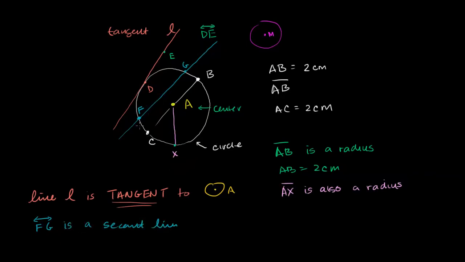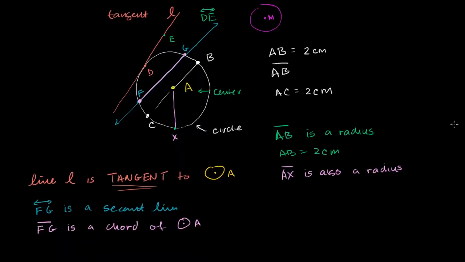Now, if FG was just a segment, if it didn't keep on going forever like lines like to do, if we only spoke about this line segment between F and G and not thinking about going on forever, then all of a sudden we have a line segment, which we would call a chord of the circle. It is a chord of circle A. It starts at a point on the circle, a point that is exactly in this case 2 centimeters away, and then it finishes at a point on the circle. So it connects 2 points on the circle.